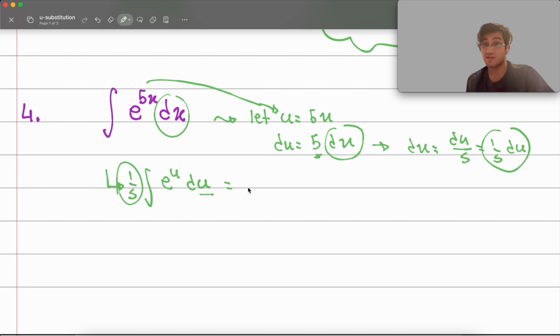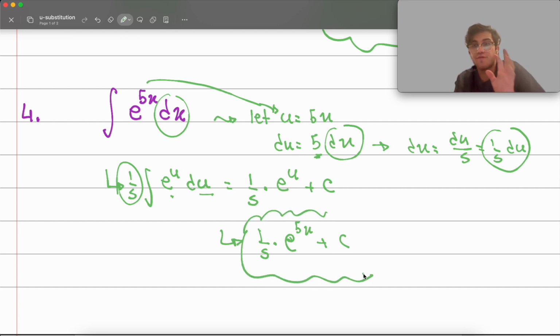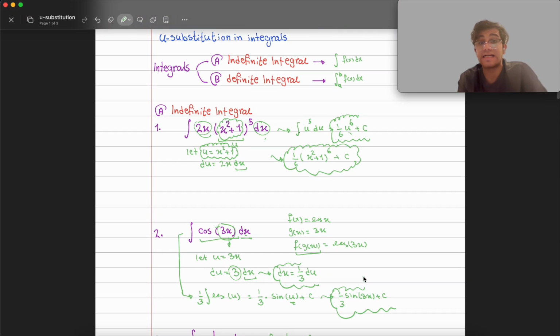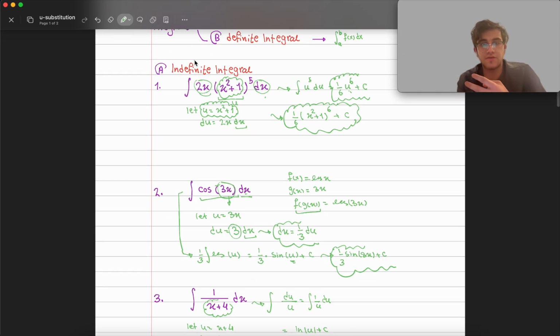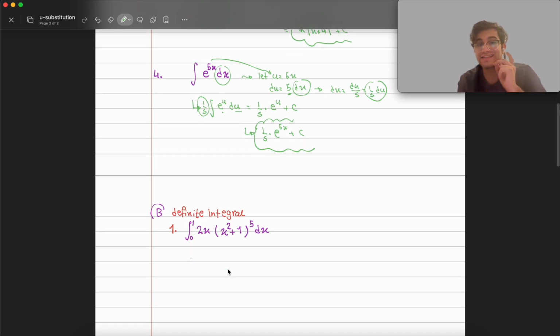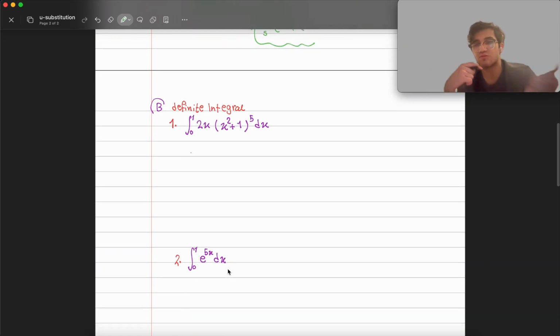And now I can evaluate this one because I know the integral of e to the u. So it's going to give me 1/5 times e to the u plus c. Now I have to back substitute, and it's going to be 1/5 times e to the 5x because my u is 5x, so I'm going to get 1/5 e to the 5x plus c. So for now, we're done with our indefinite integrals. Now we see the same examples, 2 of them right here and the last one, as definite integrals, and we're going to see the difference between these two.